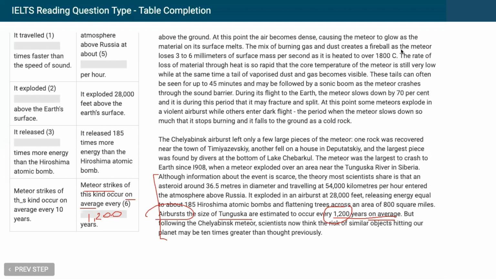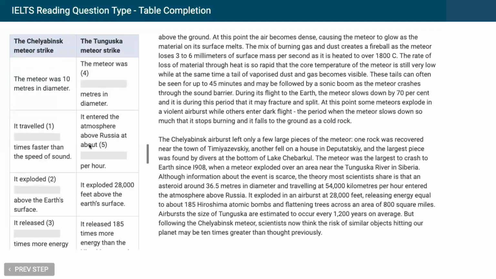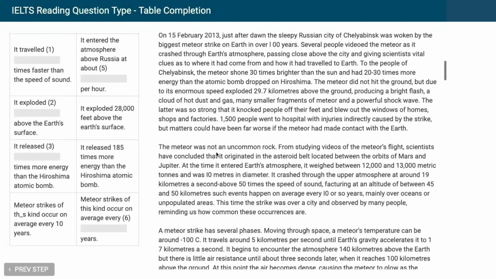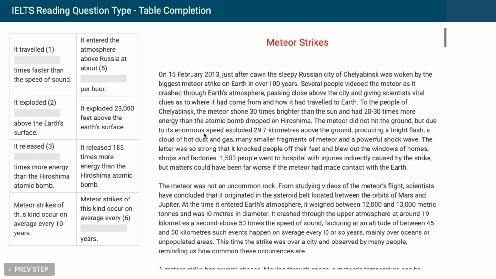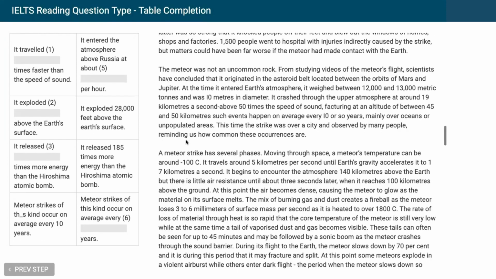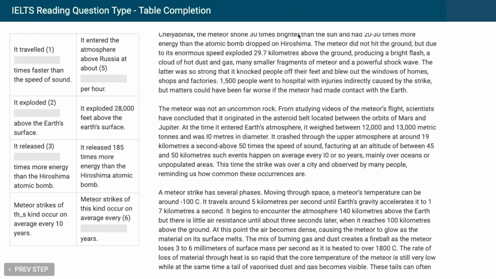Okay, let's go ahead and clear these drawings and just review. So we looked at Chelyabinsk. Number one was that it traveled 50 times faster than the speed of sound. We found that in the middle of the text, not in the beginning, it was more around here, so 50 times.